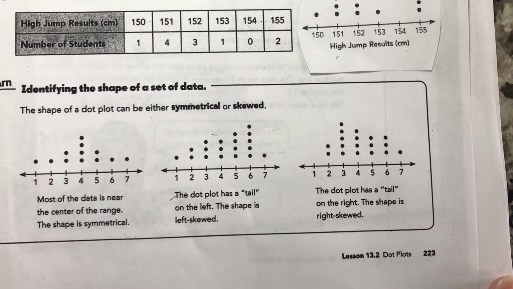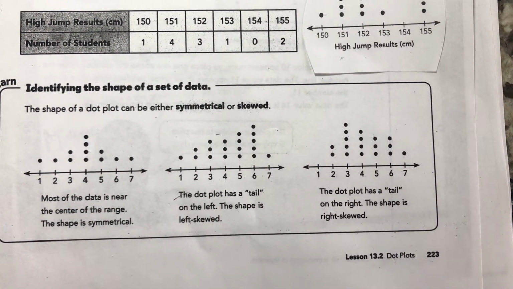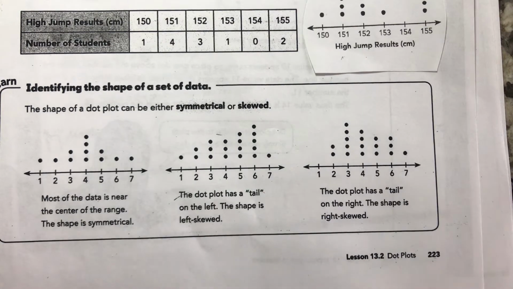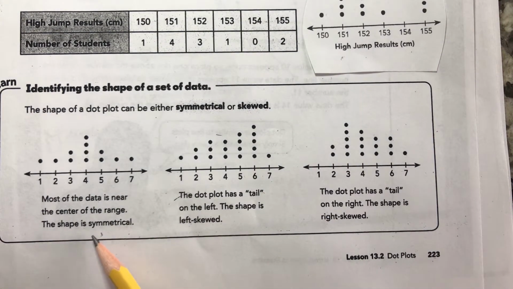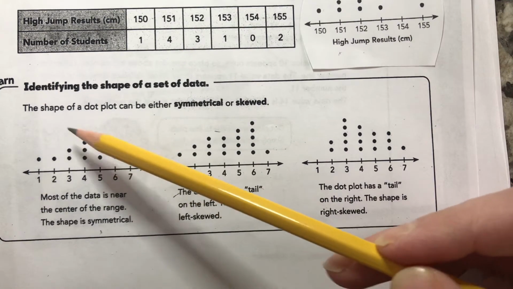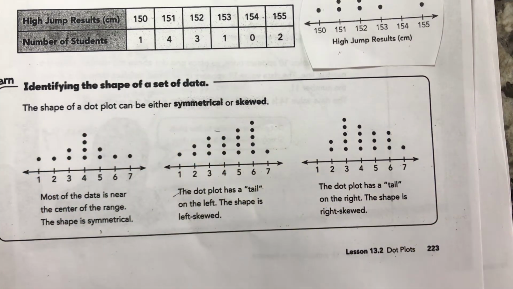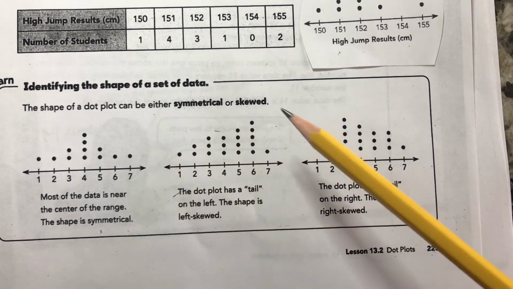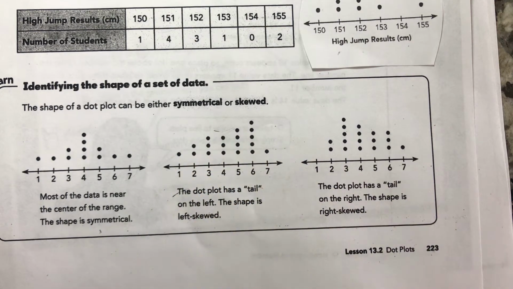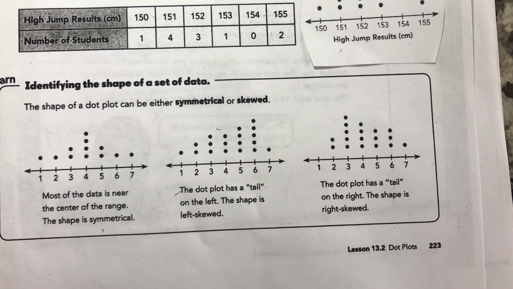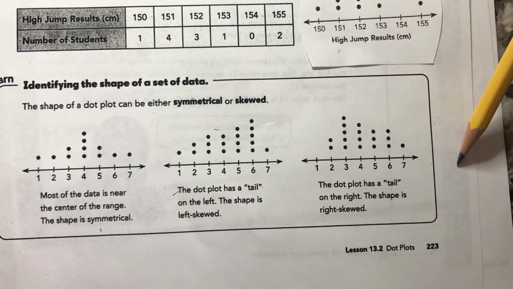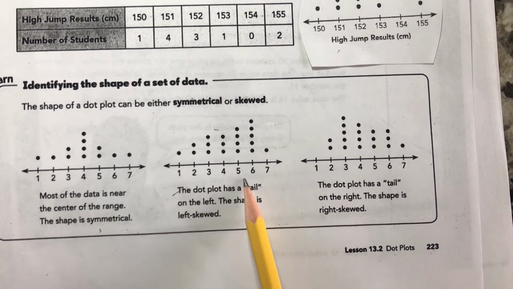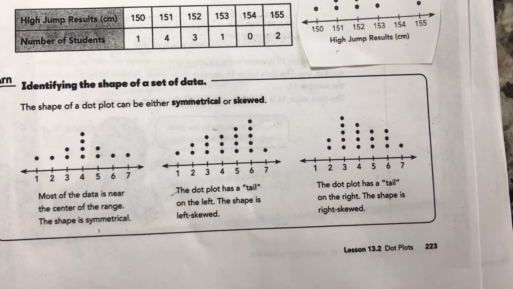Identifying the shape of a set of data. The shape of a dot plot can be either symmetrical or skewed. Most of the data is near the center of the range. The shape is symmetrical. Do you guys notice how this is kind of mirrored on this side to this side? So it is symmetrical. Now if we look at this one, do you see how there's a tail going to the left? If the tail is going down to the left, it will be left skewed. If the tail is going down to the right, it will be right skewed. So we have symmetrical, left skewed, right skewed. So far, so good?